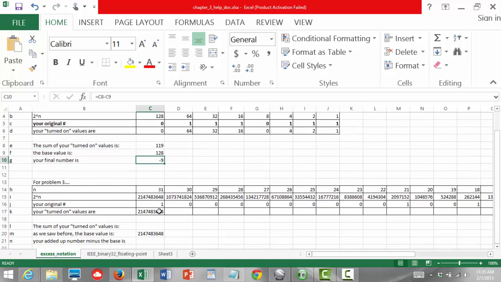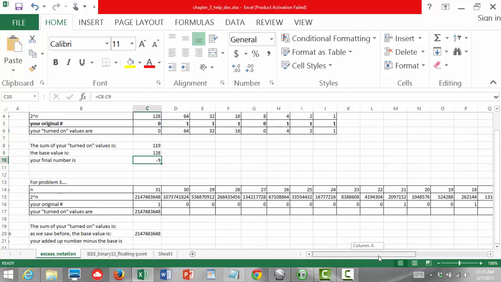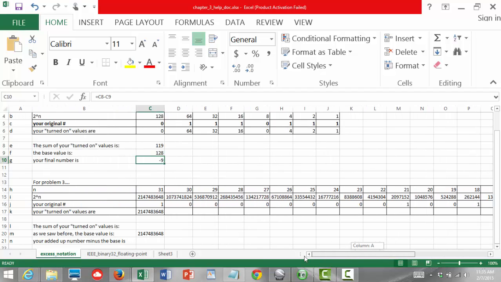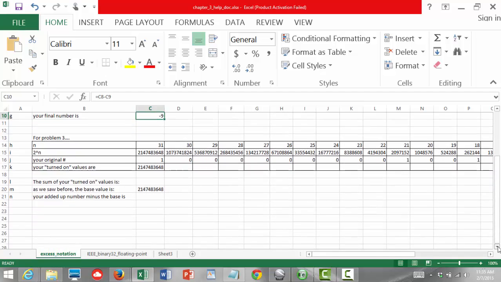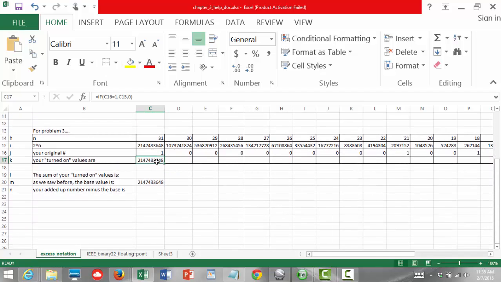You guys are given a 32-bit number to interpret, so I started a calculator for you, and it goes clear over to the other side. To find out the value of that number, I did the first turned on value for you, which is 2 to the 31. Here's the number that represents. It's turned on, so my turned on value is this very large number here.